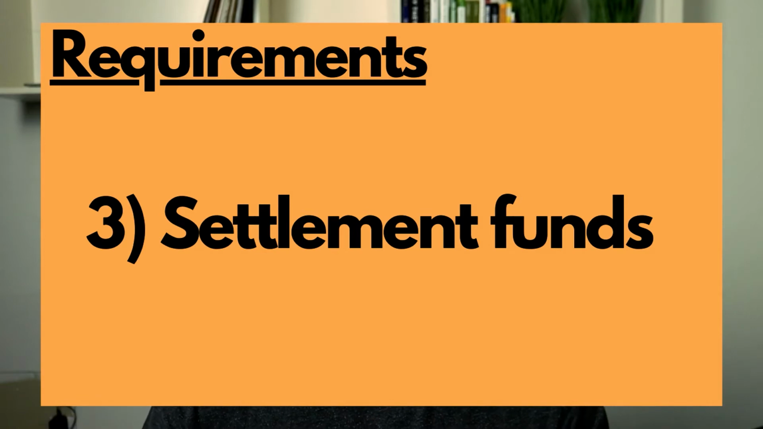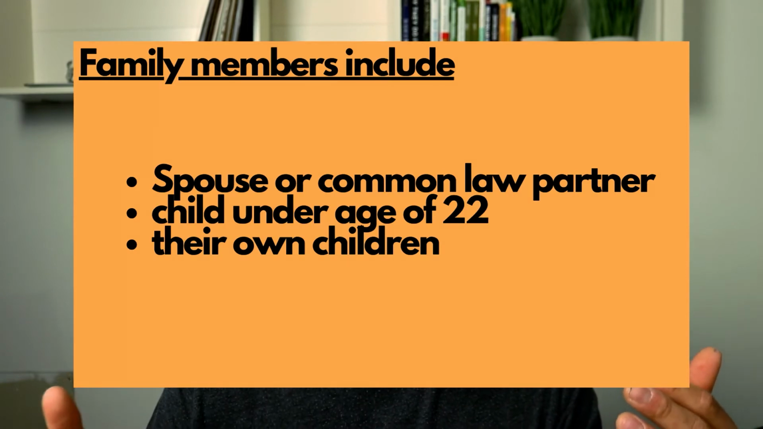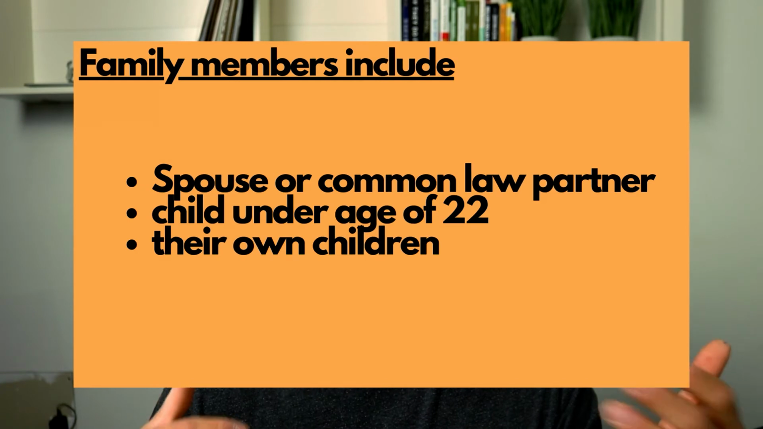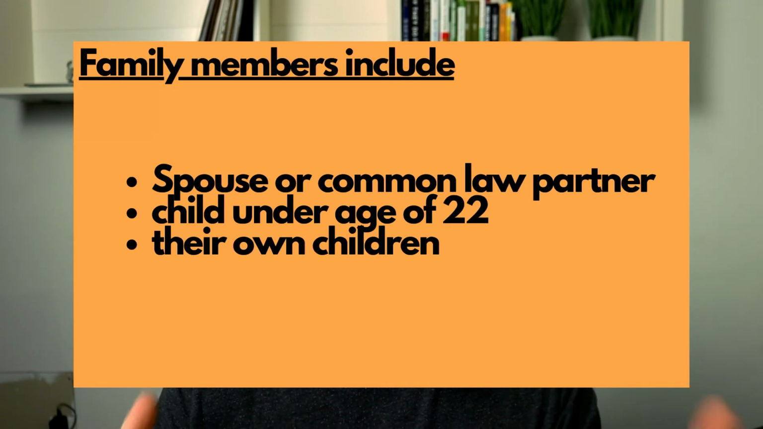The next requirement is settlement funds. You must be able to demonstrate that you have enough money to support yourself and your dependent family should they join you when you settle in Canada. A family member would include a spouse, common law partner, or a dependent child. That means that they are a child under the age of 22, and their own children would also count under this category. This includes any children that your children might have.